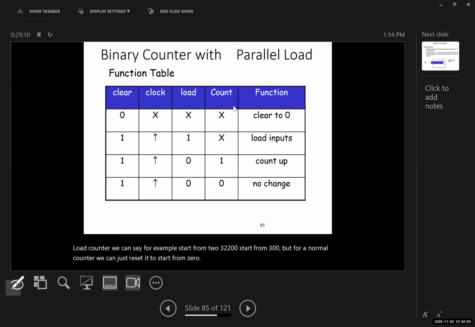Now, in a binary parallel load counter, we have different functions. If clear is 0, it will clear everything to 0. If clear is 1, then we will load the inputs. If clear is 1, the clock is coming, load is 0, and count is 1, it will count up. If clear is 1, the clock came, load is 0, and count is 0, it's going to have no change, or act like a register.